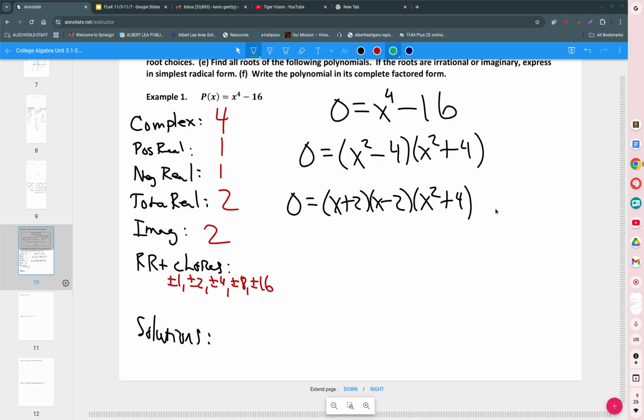So that means we have solutions of what? Positive, negative 2. So those are 2 of my solutions. And now I have to find 2 more. This does not factor, so I solve x squared plus 4 is equal to 0. I will subtract the 4, and I'll take the square root. And I get x is equal to plus or minus 2i.